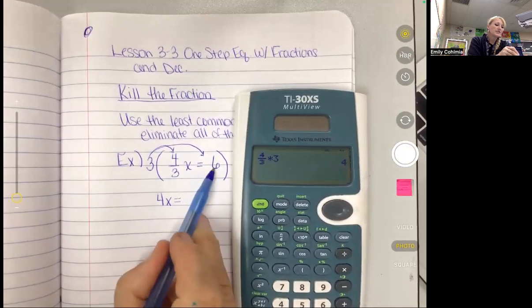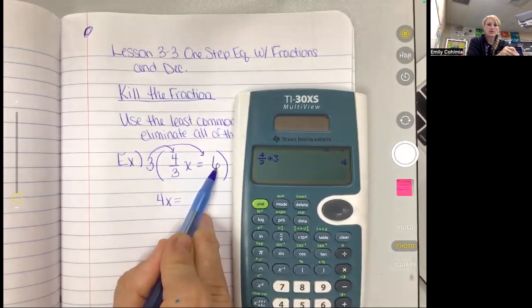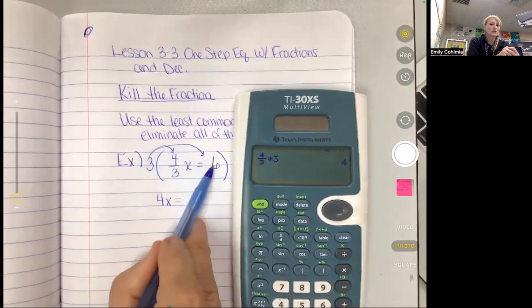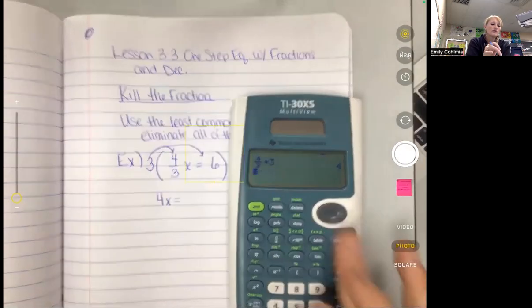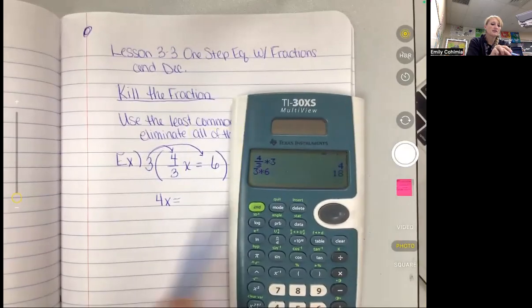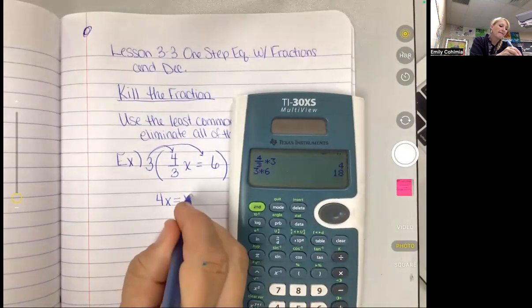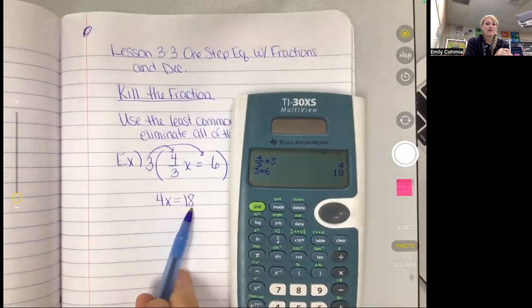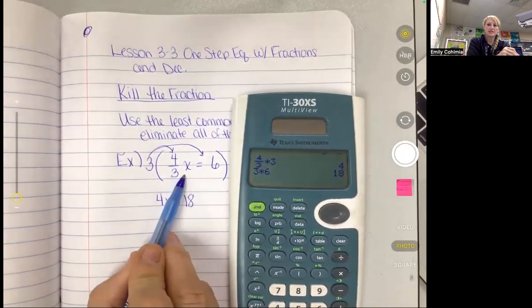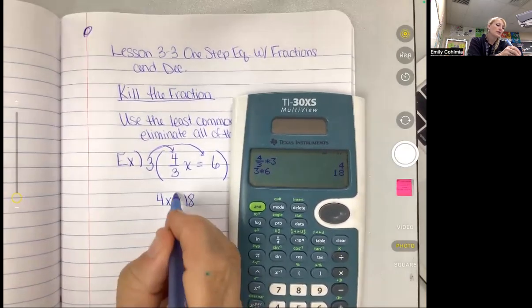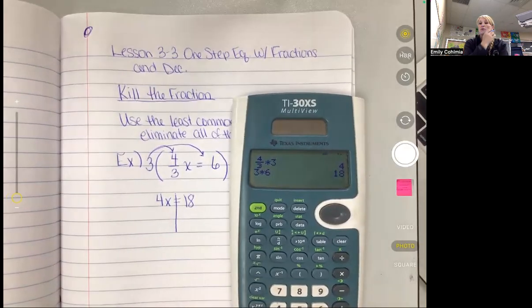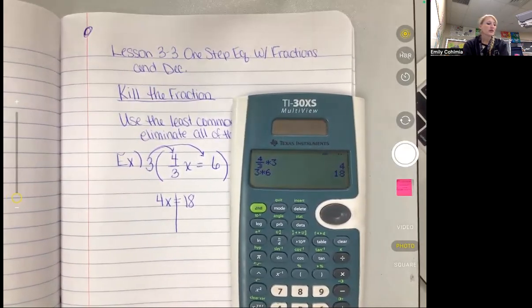So now we can't leave the 6 alone because that would unbalance our equation. So we have to multiply the 3 times the 6. You can use your calculator for this as well if you want. 6 times 3 is 18. And now you have an equation that no longer has fractions in it. It's the exact same equation as this. We have just changed the way it looks so that we don't have to worry about the fractions anymore.